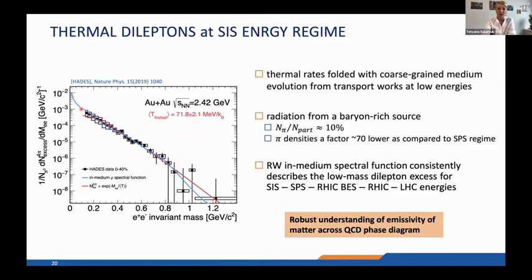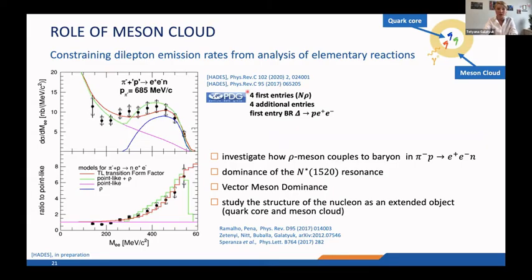And additional constraints to the emissivity calculation in this particular spectral function could also be obtained with the help of the measurement of the rho coupling to the baryonic resonances, which is now being measured by the HADES collaboration at SIS-18, using the uniqueness of the SIS-18 facility producing the pi minus beam, which we then shoot on the proton target and can study effects like how exactly the rho meson couples to the baryonic resonances, but also understand the importance of the pion cloud in all these processes. Our results shown here with the black dots indicate that the structure of the nucleon is quite complicated, and there is an important role played by the pion cloud when we talk about the coupling of the rho to the resonances.